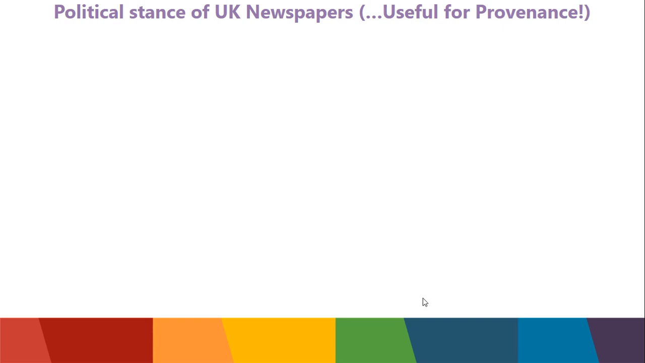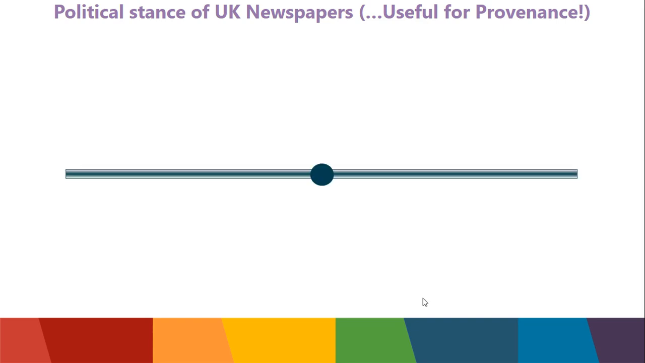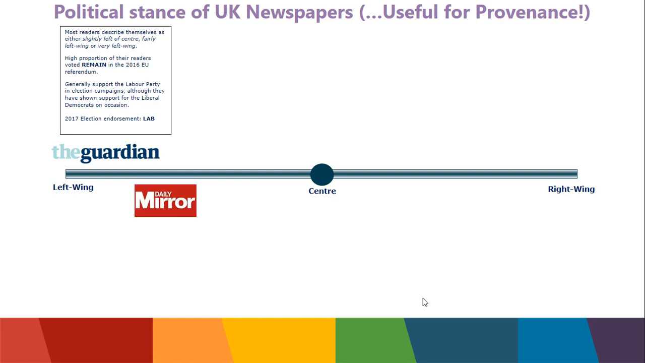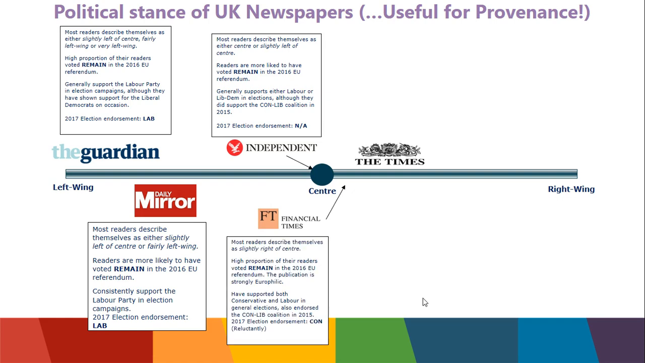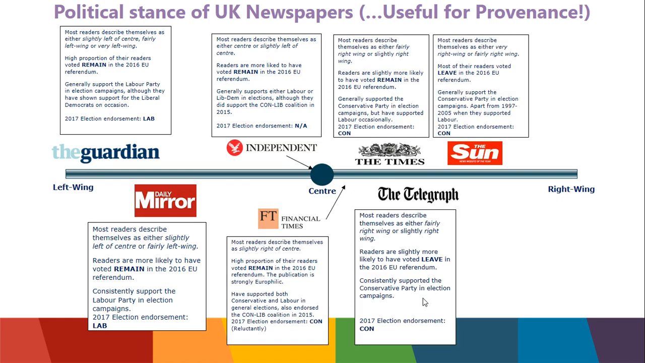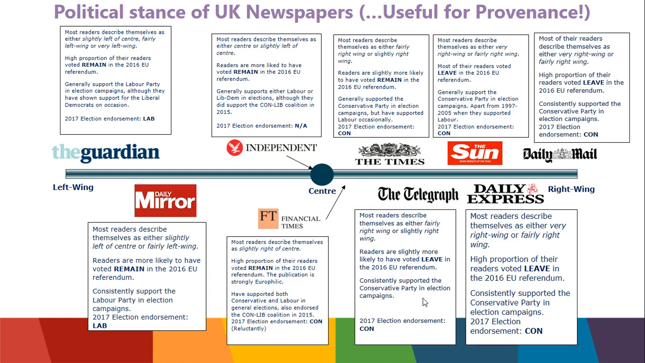So the political stance of newspapers is quite useful for provenance. You've got the centre of the political compass, you've got left wing and you've got right wing. The Guardian is left wing, and then you've got them moving closer to the centre. Okay, the Times, Telegraph, Sun, Daily Express, and the Daily Mail. They are all there. This PowerPoint is available to you on Google Classroom too, so you can read through each of them. And you can see how in the 2017 election they endorsed various different parties.